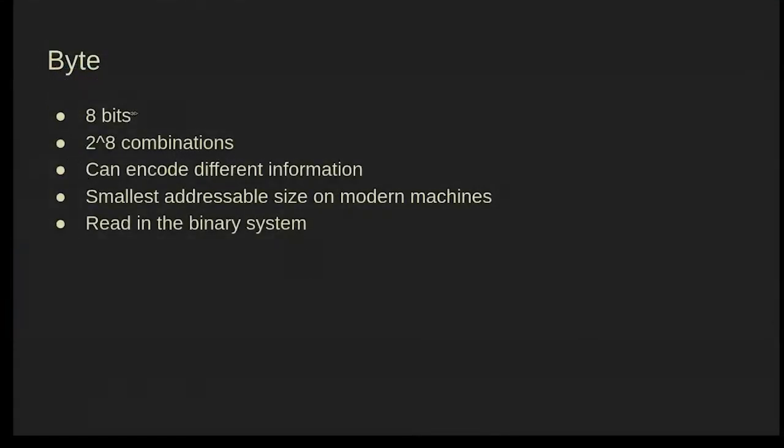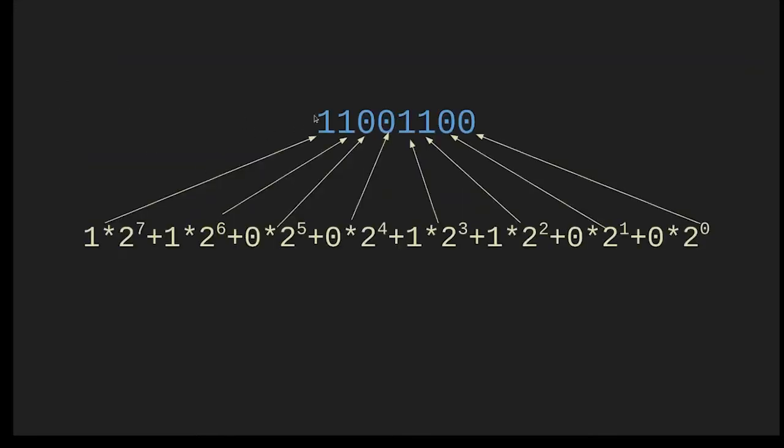So a byte is also the smallest addressable size on modern machines. On your computer, you cannot modify bits by themselves. You always modify a byte, because it is too expensive, as we'll find out in later chapters, to modify every bit by itself. So you just modify the whole byte, even if you change only 1 bit inside of it. Right, so here's an example, where we have 11001100 as a byte.